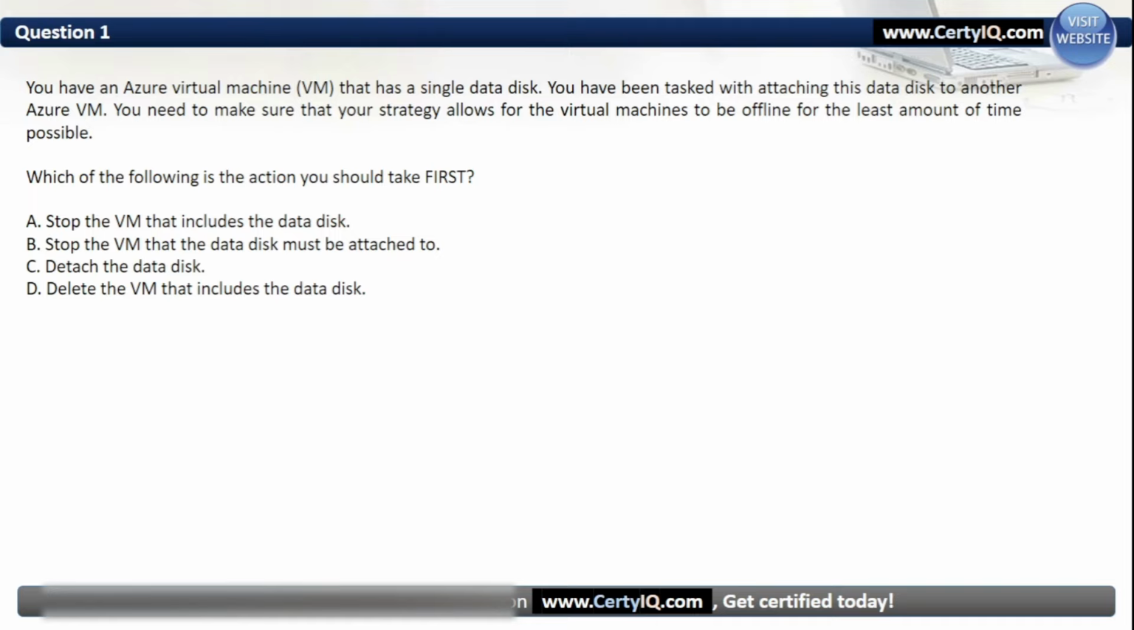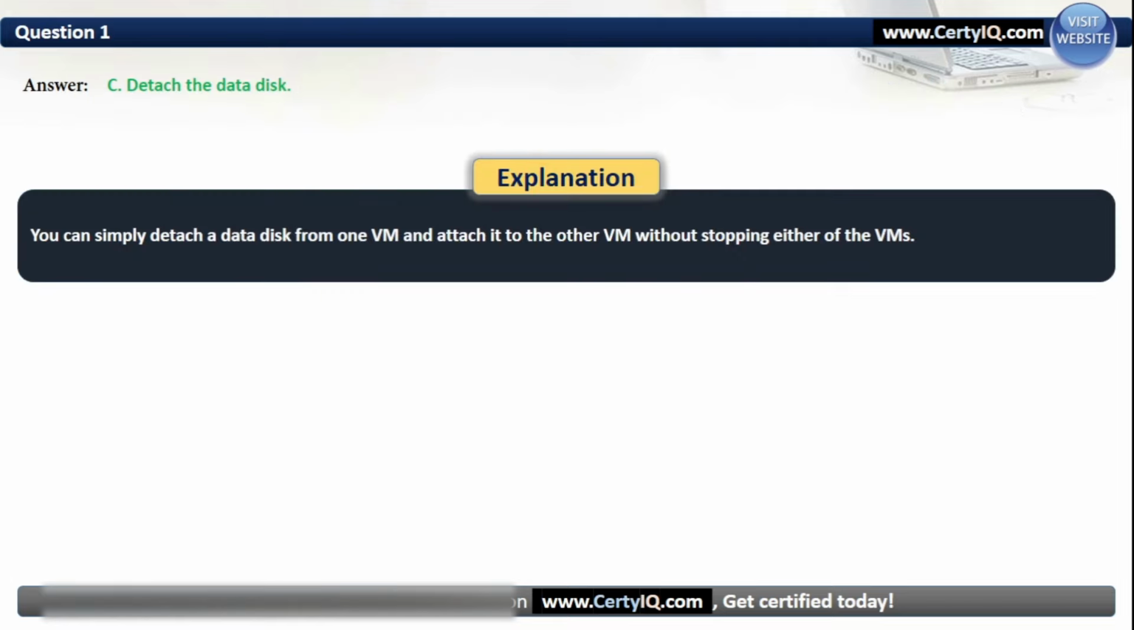Our options are A. Stop the virtual machine that includes the data disk. B. Stop the virtual machine that the data disk must be attached to. C. Detach the data disk. Or D. Delete the virtual machine that includes the data disk. The correct option is C. Detach the data disk. You can simply detach a data disk from one virtual machine and attach it to the other virtual machine without stopping either of the virtual machines.